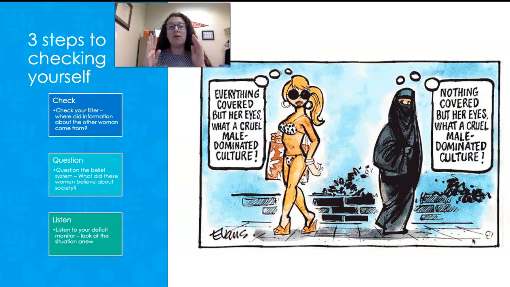We talk about this a lot when we are picking text in our English classes, when we're presenting historical periods, that we always want to show both sides of whatever's happening in that piece. So what we need to do is we need to check ourselves. So you need to check your filter.